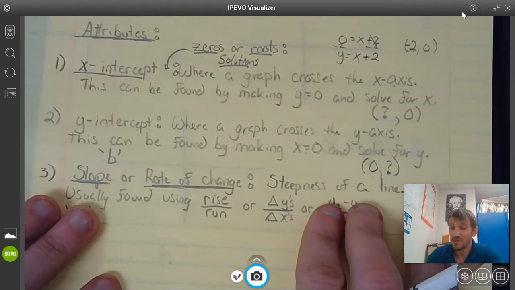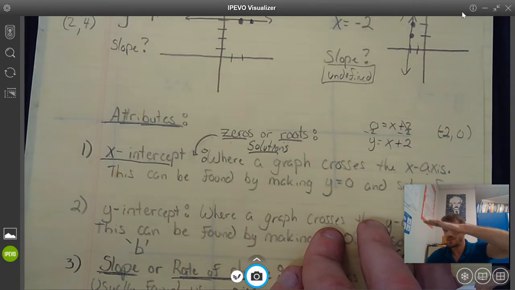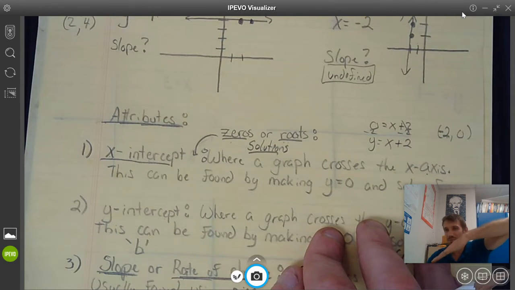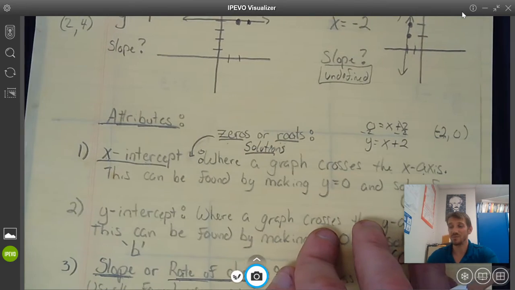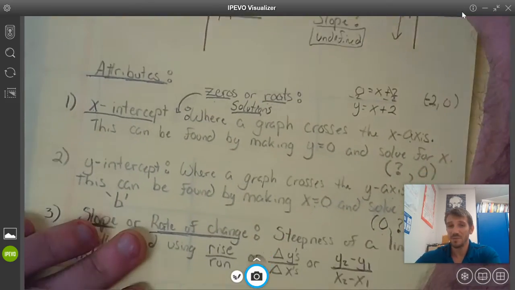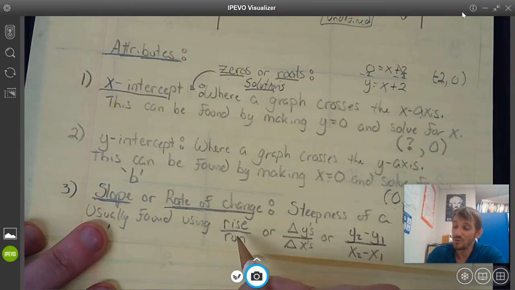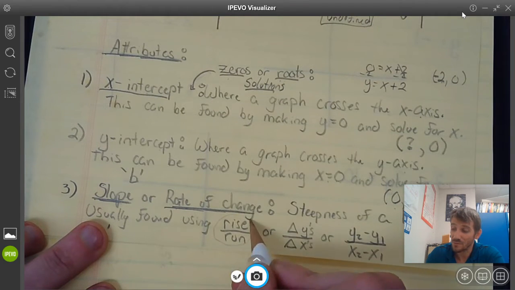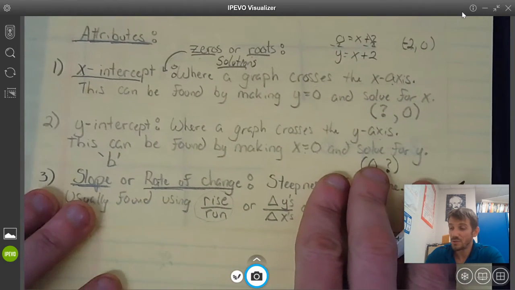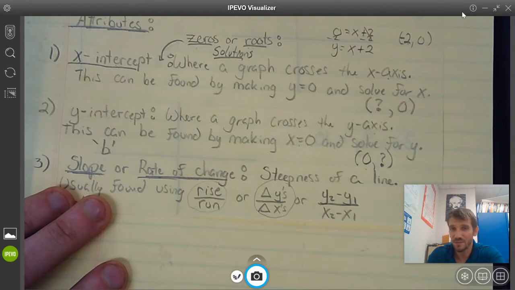All right, so the slope is just the steepness of a line. Remember, the line can fluctuate like this. It could be horizontal all the way, negatives and positives, and then it goes straight up, and that's undefined as we saw in that example. So slope is just how steep a line is. And we have different ways of finding slope. Usually on a graph, we use rise over run. Usually on an XY chart, we use the change of the y's over the change of the x's.